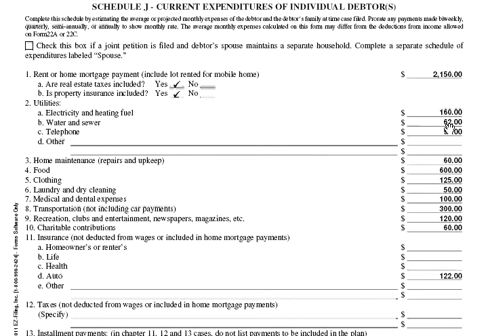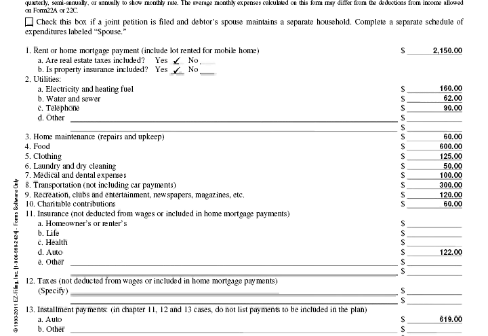Then here it's got utilities: electric and heating fuel or gas for your house, water and sewer, telephone. Basically just take the last 12 months and get the average of your monthly usage, or you can do 6 months if you want. Just be as accurate as possible.